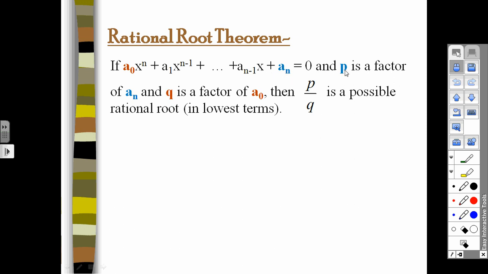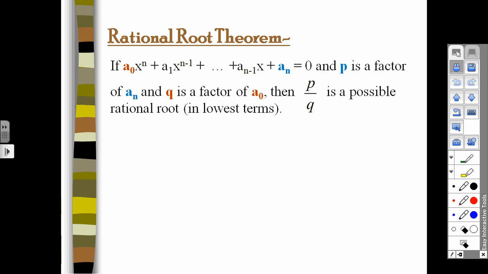So if I'm saying p is a factor of this last term, and q is a factor of the first coefficient, then to figure out all the possible rational roots of this equation, you just take p and divide by q. So take factors of the last term and divide it by factors of the first coefficient. And that gets you your pool of numbers to choose from when you have to do synthetic division.